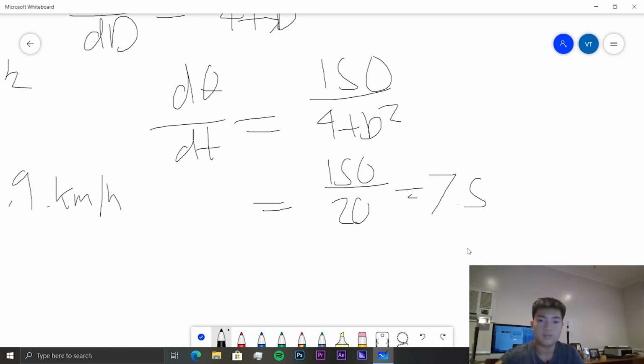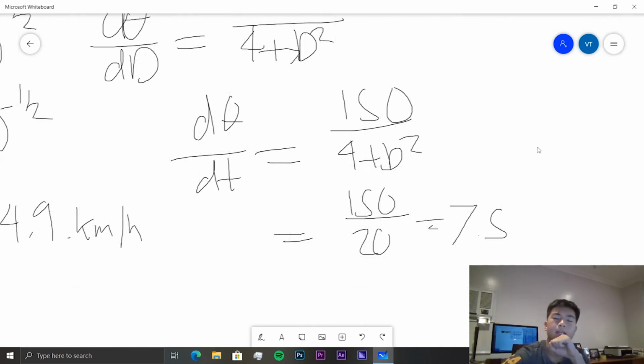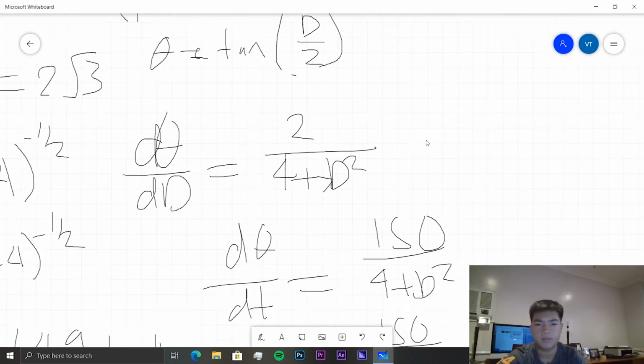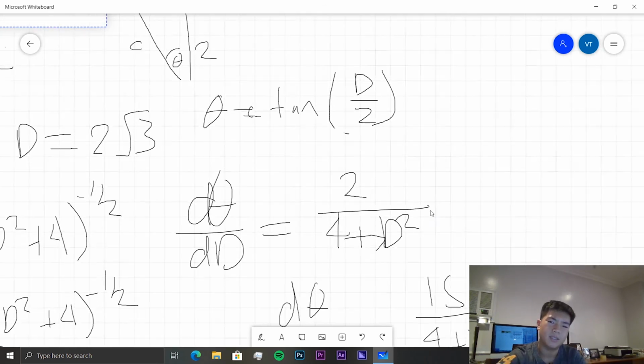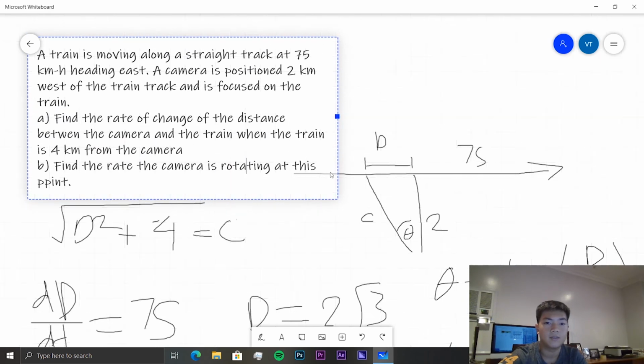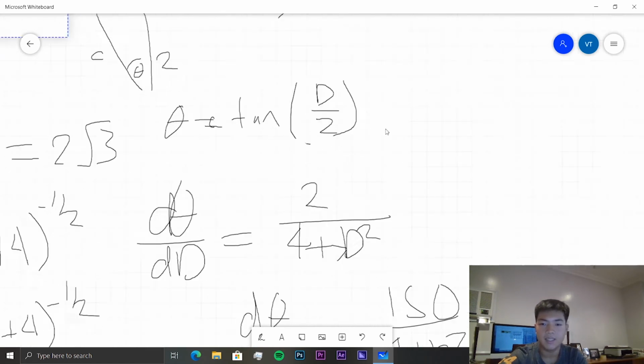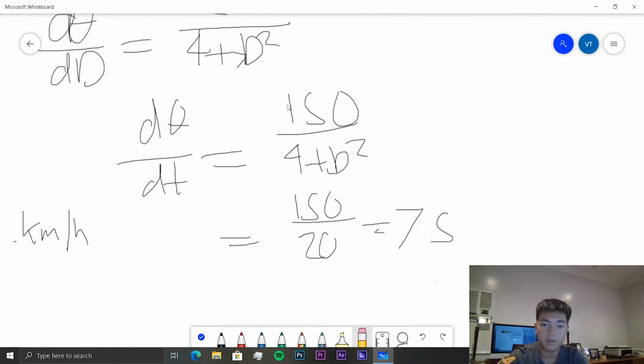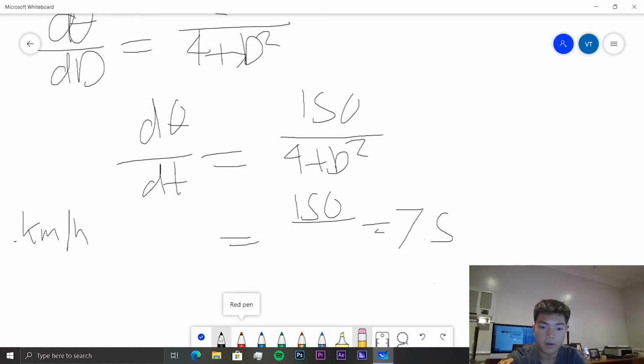I'm getting a different answer to the book. I wonder why that is. 2 over 4 plus d squared. Distance is... Oh, and the train is 4 kilometers from the camera. Right, so this is actually... This distance here is only 2 times root 3. So we actually have 150 over 4 plus 2 times root 3 squared. So 4 plus 12, 16. So it's 150 over 16. Which does shake things up.